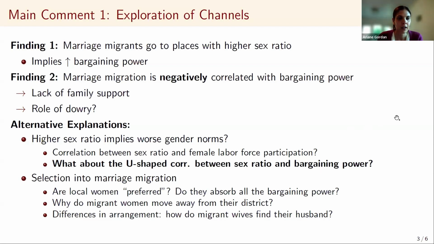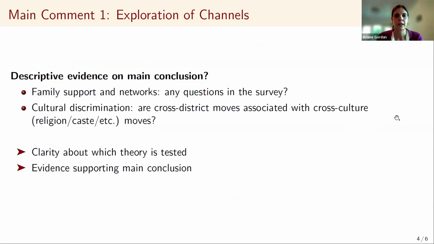And then in terms of the conclusion of that, it must be the family, or it's probably the family support that is lacking. So I was wondering if you can show some descriptive evidence of the networks of the migrant wives, or their ties to their families. I think that would be really interesting in speaking to that explanation.